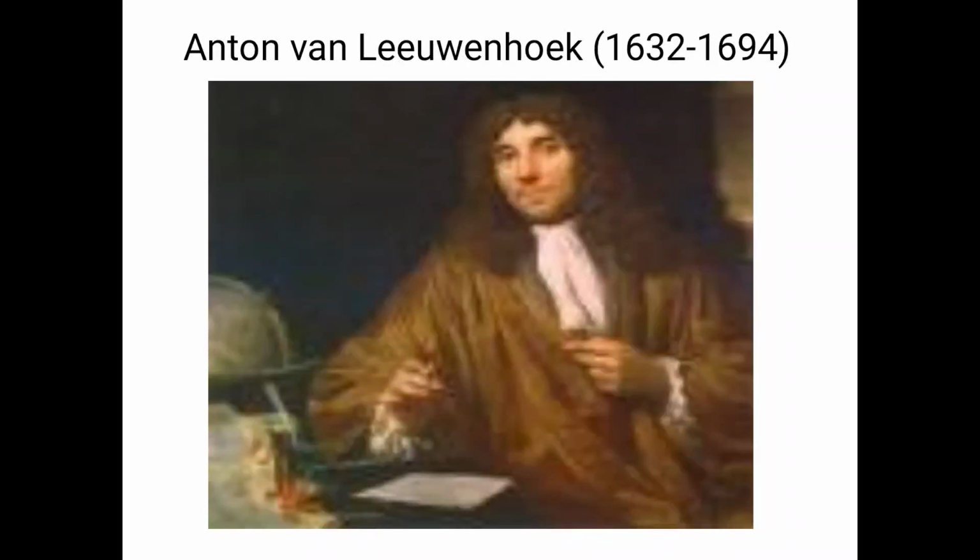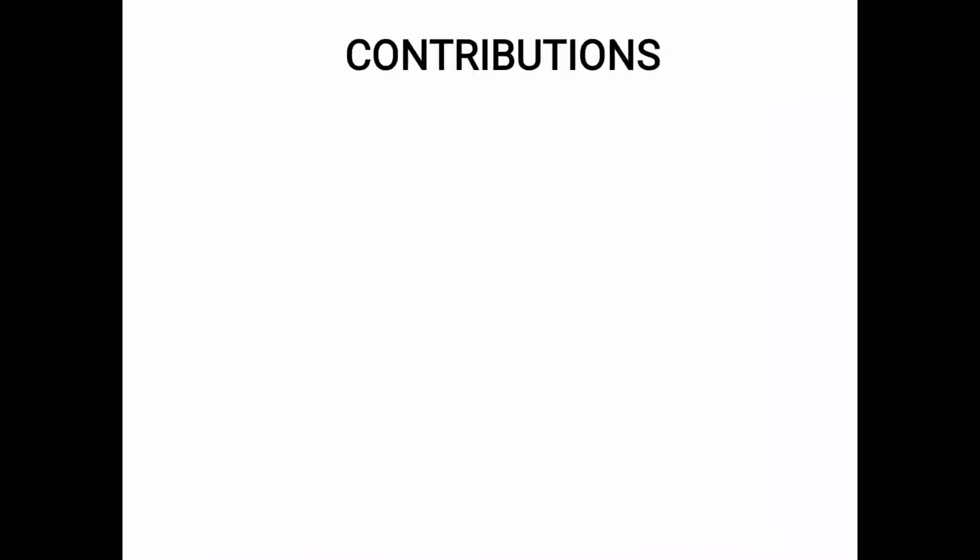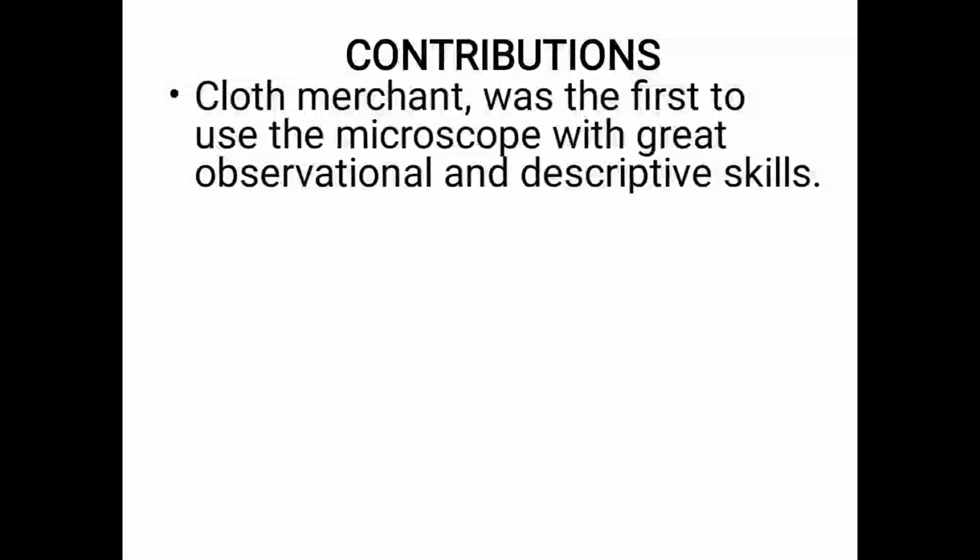And then he also discovered the red blood cell, or the red blood corpuscles, as we call them before. Okay? After that, it was followed by Anton van Leeuwenhoek. So Anton Leeuwenhoek is a cloth merchant. When we say cloth merchant, he bartered products at that time. So, what happened is, he was the first to use the microscope with great observational and descriptive skills. The earlier scientists probably utilized the microscope, but not with really descriptive and observational skills.